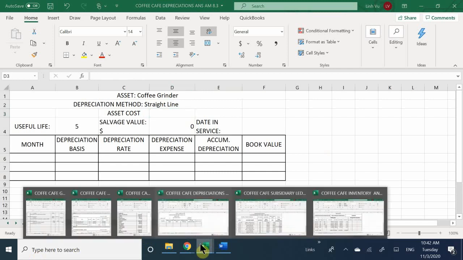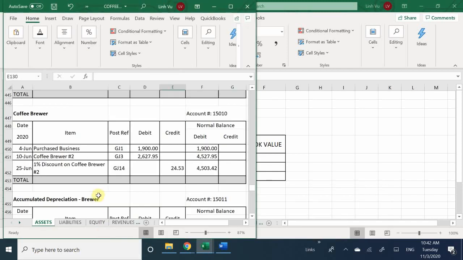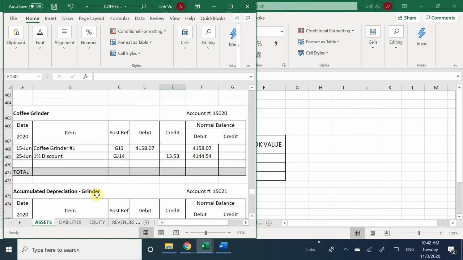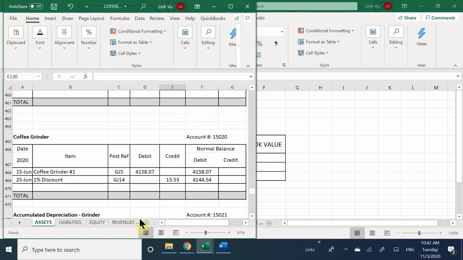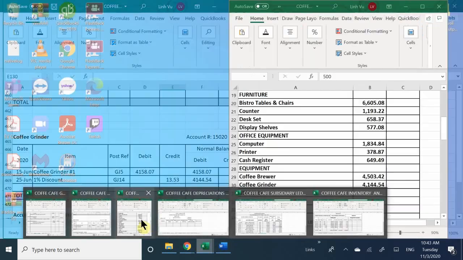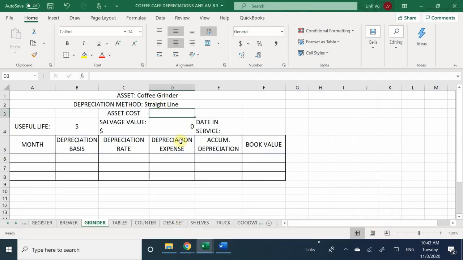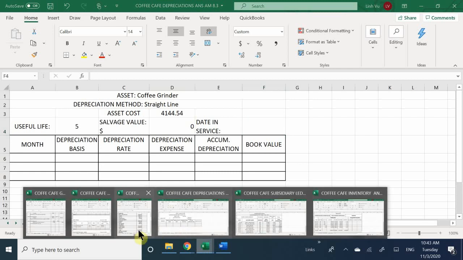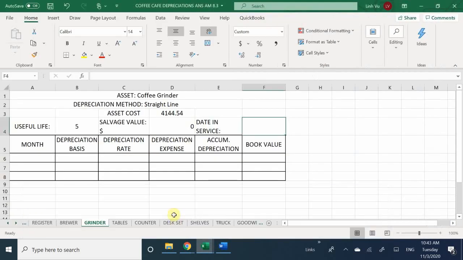Okay, so let's go to our ledger. Okay, so my coffee grinder is here. How much is my coffee grinder as of today? 4144.54. 4144.54. Okay, here we are. 4144.54. Okay. And when did we actually purchase this item? Or when did we actually place it into service in this case?